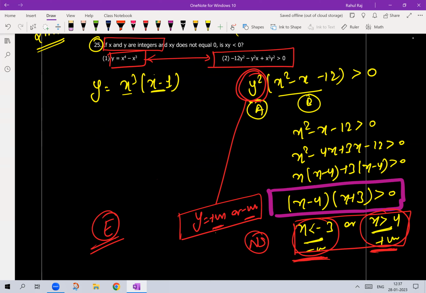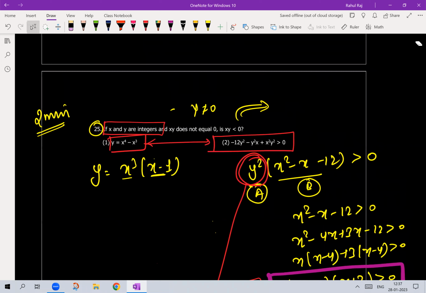But is this clear? Anyone, any doubt? Gauri, Manan, Shreya? All clear, Rahul. Perfect. So now I'll not take much time, don't worry.